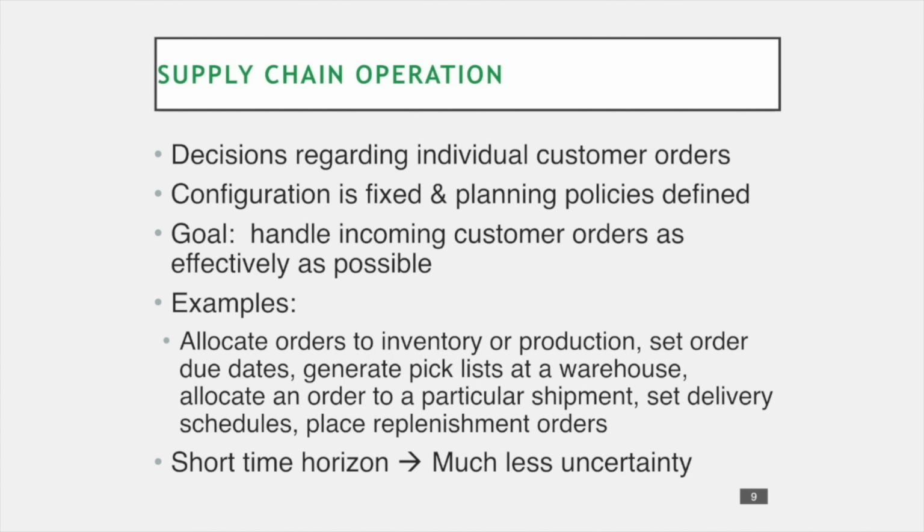One thing you may notice is that because the time horizon is short, a few weeks, we have much less uncertainty compared to the strategic and planning phases. Overall, we can certainly say that supply chain design, planning, and operation have a really significant role to play in the success of a supply chain. Some good examples are Amazon, Walmart, and Apple. They are so successful because they have very effective supply chain design, planning, and operation in place.